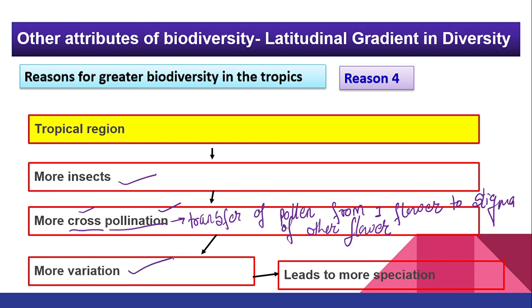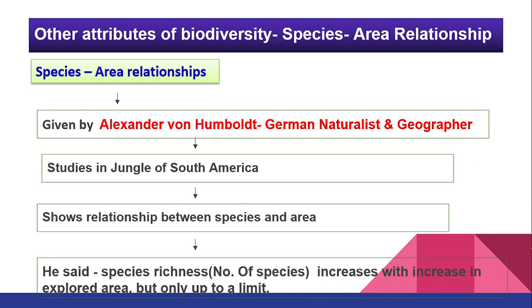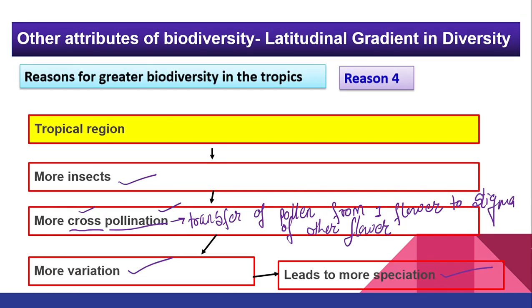Now due to this cross pollination, more variation is there. When there is more variation, there will be more speciation. When there is more speciation, obviously you will have more biodiversity. So that's all we have in today's class. I hope you must have understood the latitudinal gradient. In tomorrow's class, we are going to study the species area relationship.